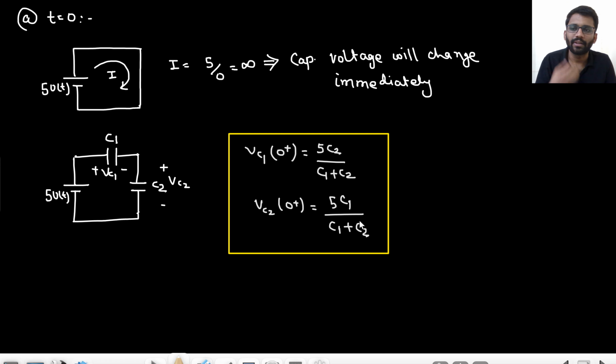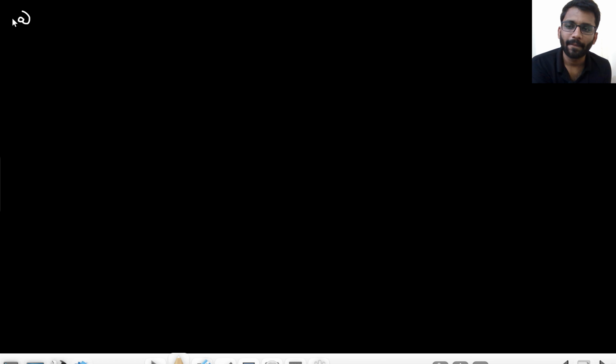Okay, now let's talk about t equals to infinity. So what will happen at t equals to infinity? The capacitors will be open circuited, right? So let me make the circuit.